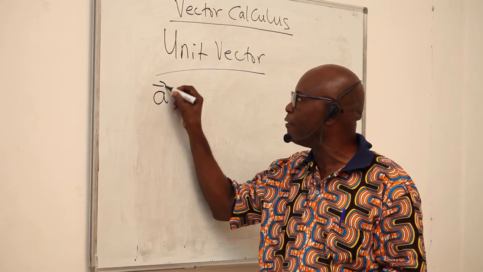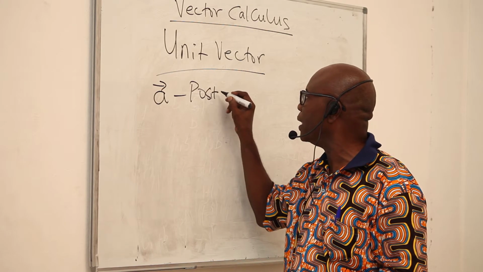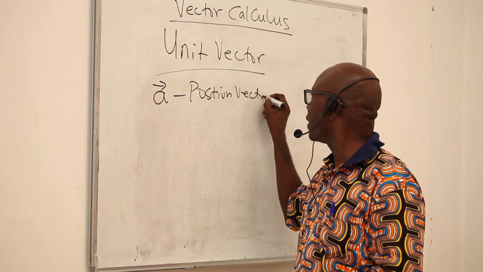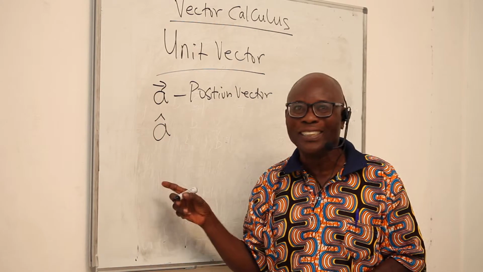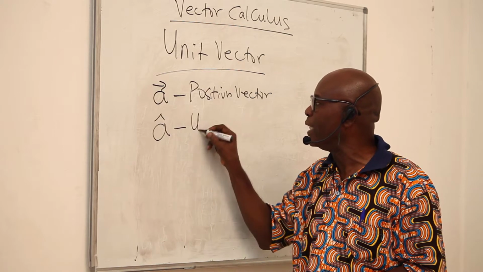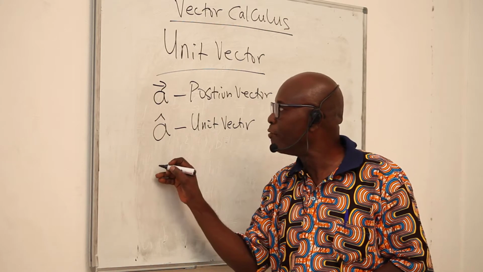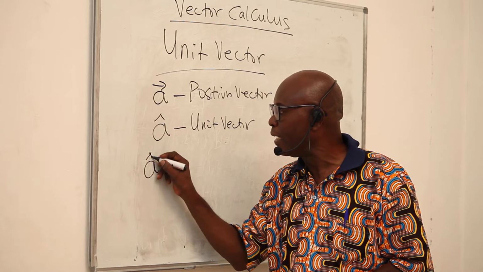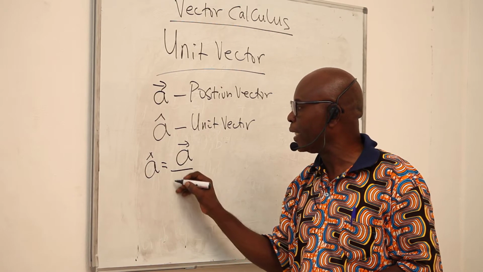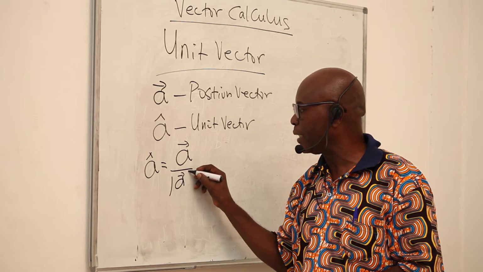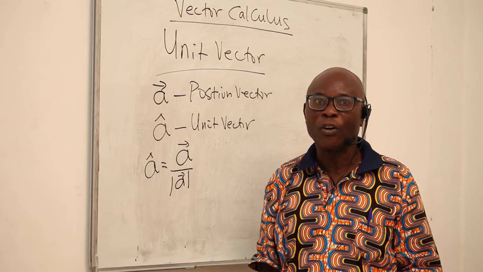If you take a vector A, which is a position vector, then the vector with a small hat on it is the unit vector. By definition, the unit vector of A is defined as the vector divided by the magnitude of that vector. That is how we calculate the unit vector of any vector.